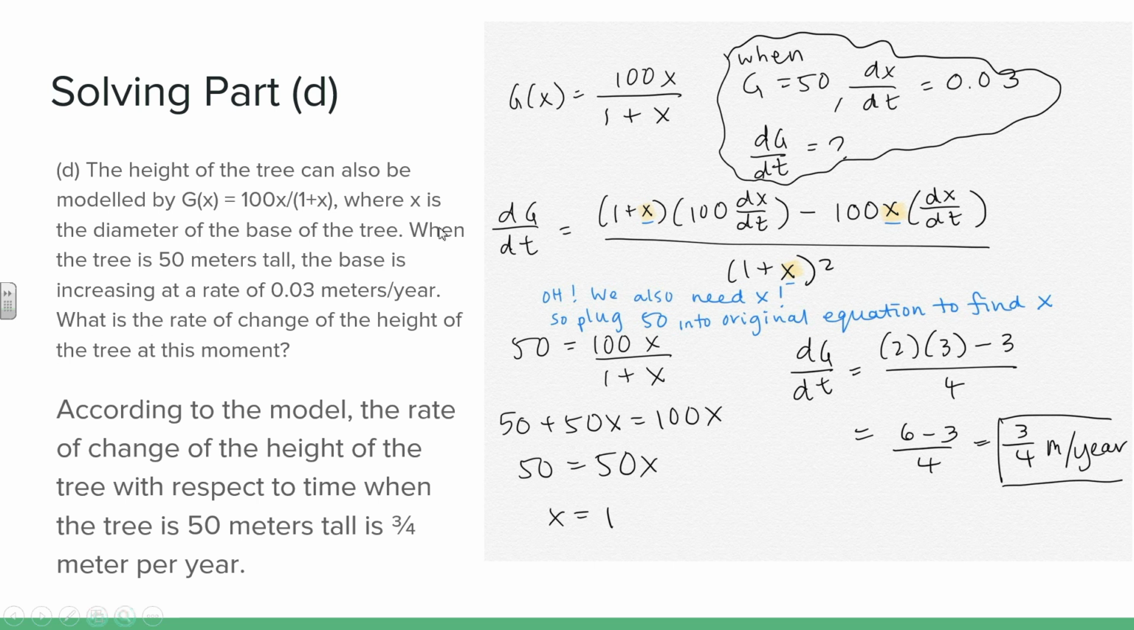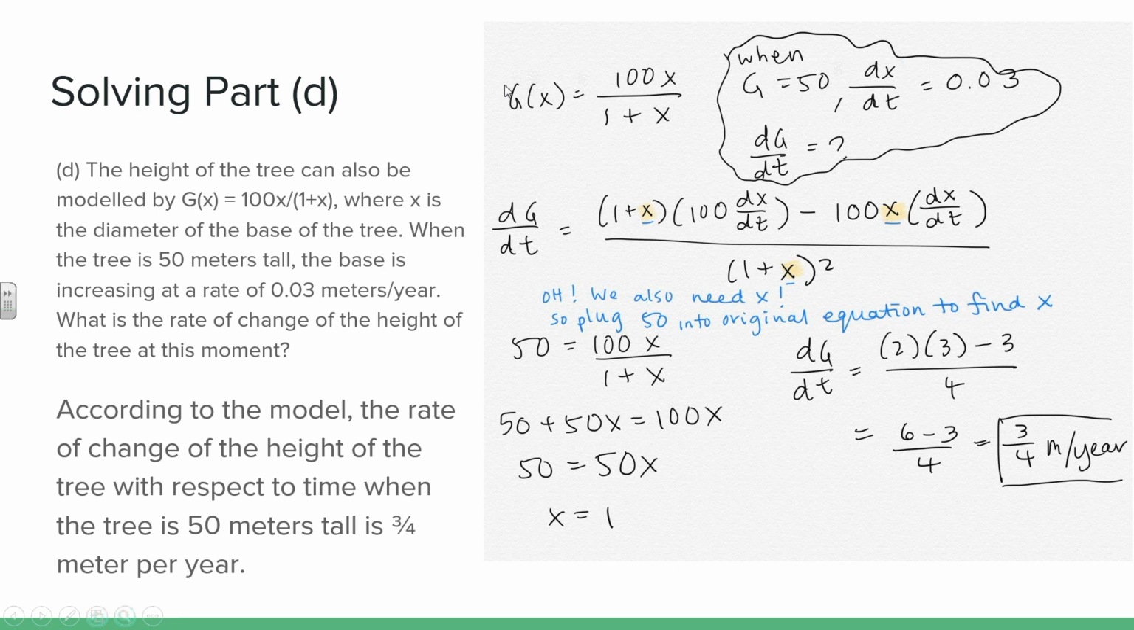So I translated all of this into kind of math. I'm like, okay, the tree is 50 meters tall. That means g is 50. The base is increasing at a rate of 0.03 meters per year. This should say the base diameter. So that means dx/dt is 0.03. What is the rate of change of the height of the tree? That means we want dg/dt. So this sounds like a related rate to me.